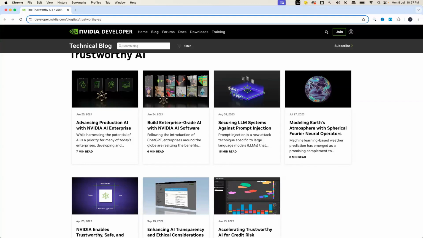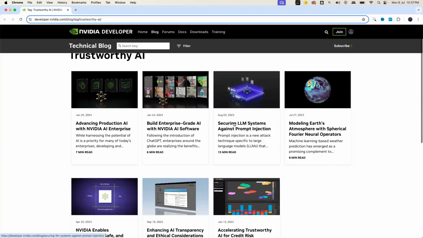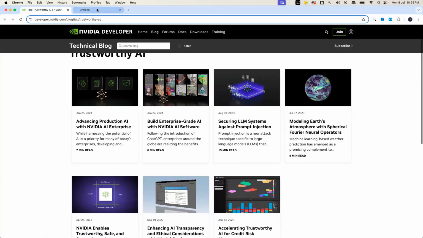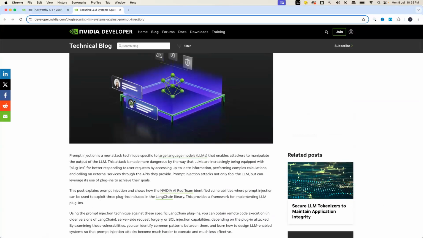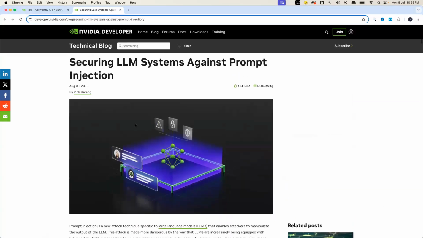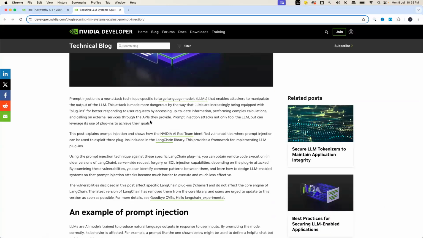Then I've also mentioned a few more blogs. One blog that I've recommended is securing the LLM system against prompt injection. Prompt injection is one of the attack techniques which is specific to the large language model. Using this prompt injection, attackers can manipulate how the output of my LLM will be. You already know the importance of prompt. The prompt is the one which is going to decide how the output of my LLM will be, right? So this prompt injection will enable such attackers to manipulate the output of that LLM.